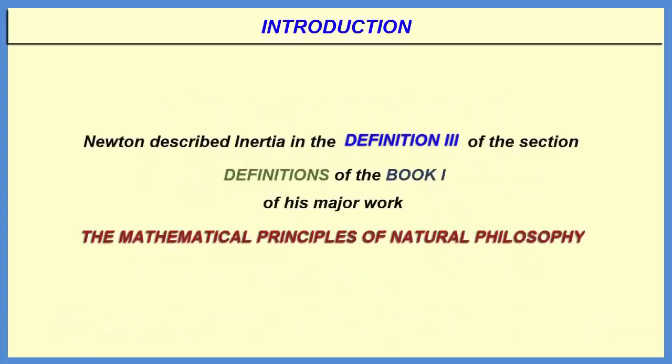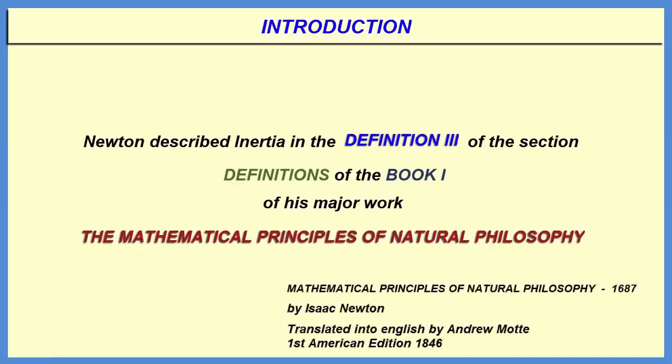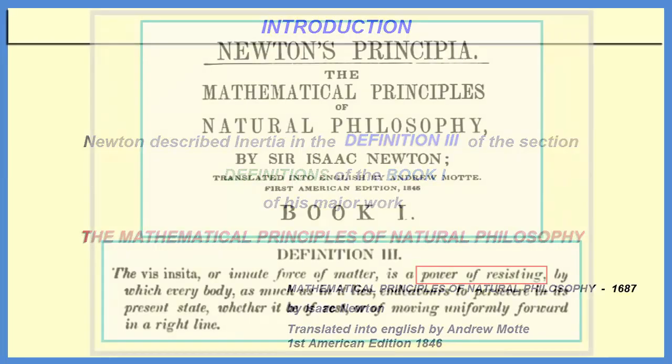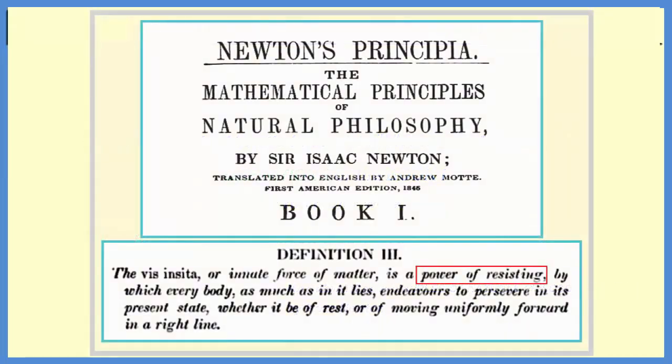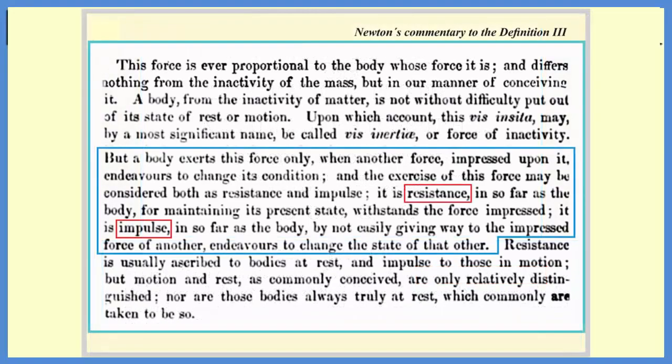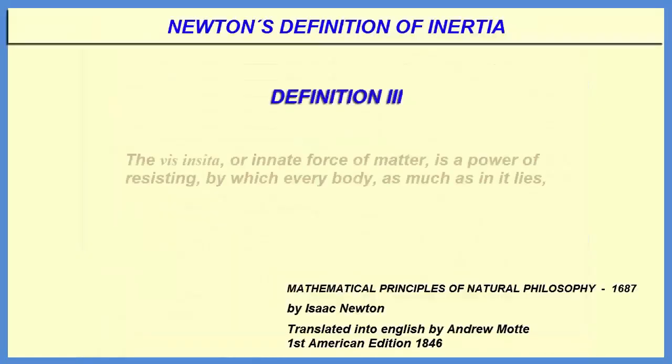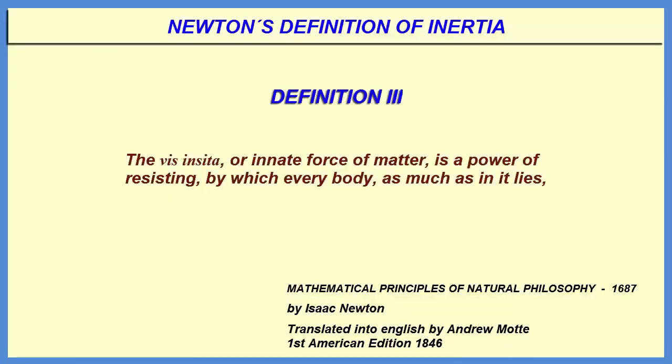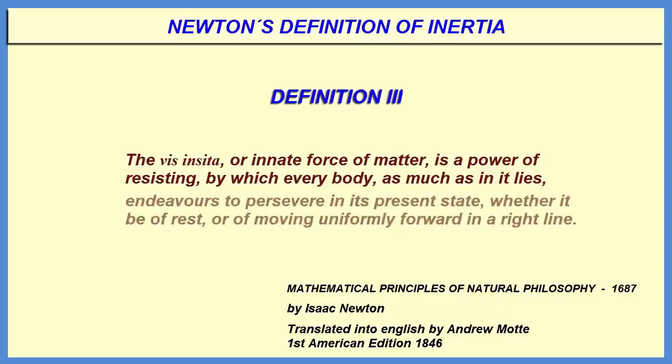Newton described inertia in the definition 3 of the section definitions of the book 1 of his major work, The Mathematical Principles of Natural Philosophy. The definition 3 states that the vis insita, or innate force of matter, is a power of resisting, by which every body, as much as in it lies, endeavors to persevere in its present state, whether it be of rest, or of moving uniformly forward in a right line.